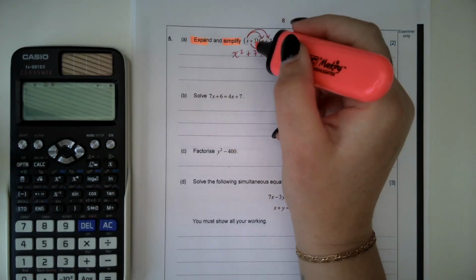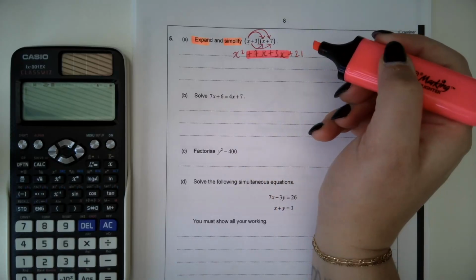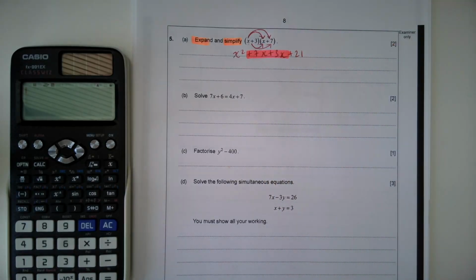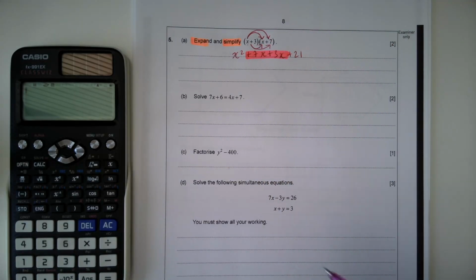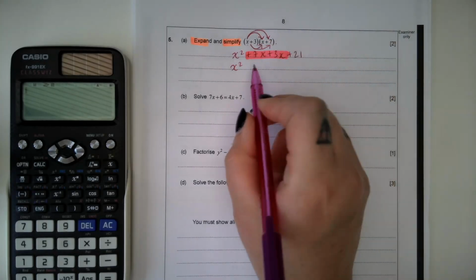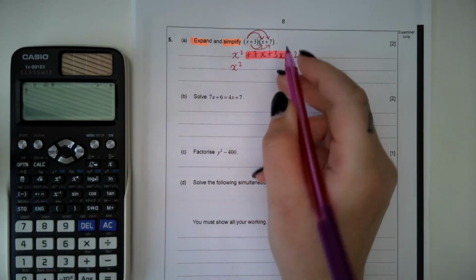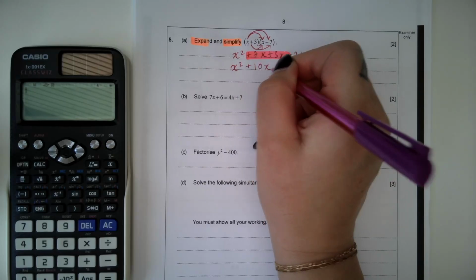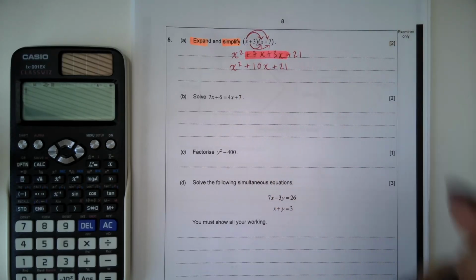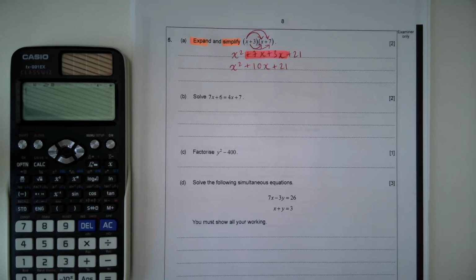But it says expand and simplify, so I need to collect like terms for these x terms. So we have x squared, but then we have 7x add 3x. So we have 10x in total with plus 21 on the end there for full 2 marks.